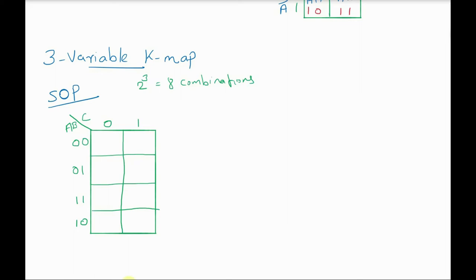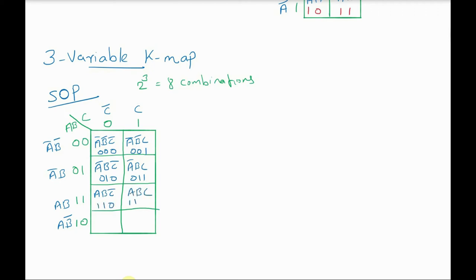And now we will write in terms of variables. If C equals 0, then it is C bar. Here C equals 1, so C. Here it is A bar B bar, A bar B, A B, and A B bar. The values are A bar B bar C bar, or you can write 0 0 0. This is A bar B bar C, 0 0 1. A bar B C bar, 0 1 0. A bar B C, 0 1 1. A B C bar, 1 1 0. A B C, 1 1 1. A B bar C bar, 1 0 0. A B bar C, 1 0 1.